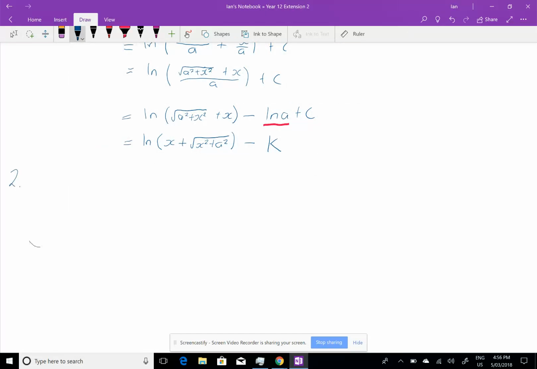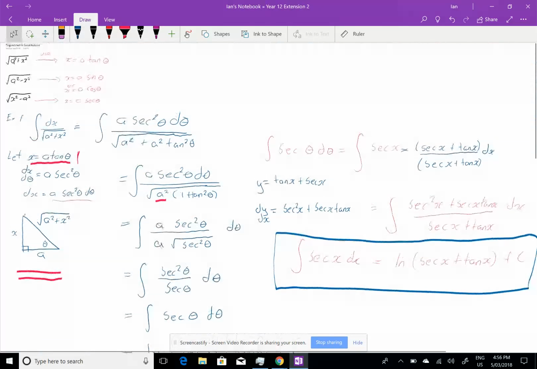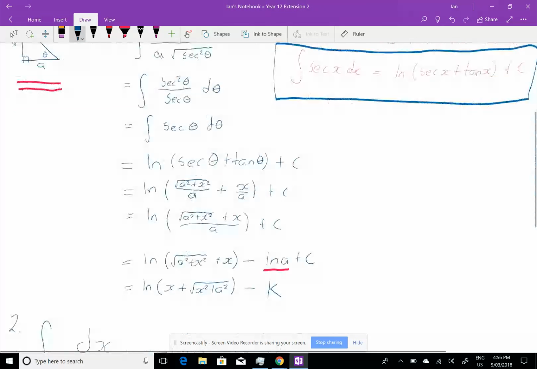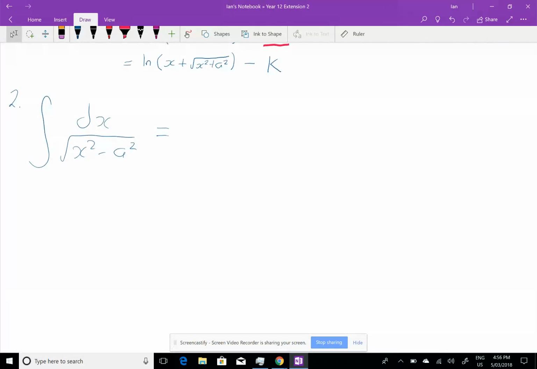Example number 2. We're going to integrate dx over root x squared minus a squared. Now, what did it say? Remember, if you get it wrong, it doesn't matter. You'll just do some work and get down to the point where, oh, I've used the wrong one when you draw your triangle. So we've got to use a sec. Here it is. That one. A sec theta. So let x equal a sec theta.